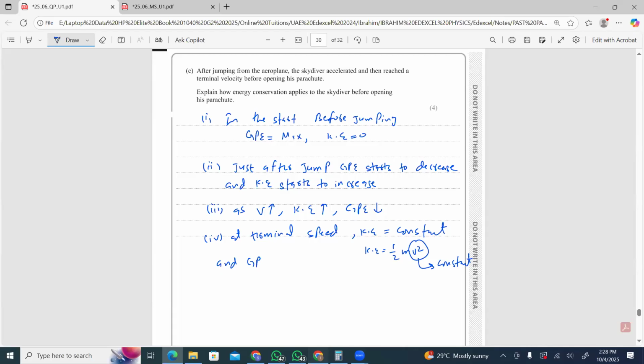Finally, who is working against the air resistance? GPE is being used in doing work against the air resistance. Okay.